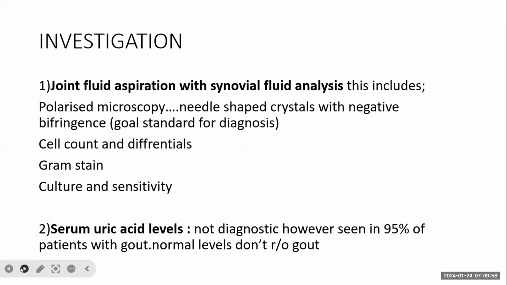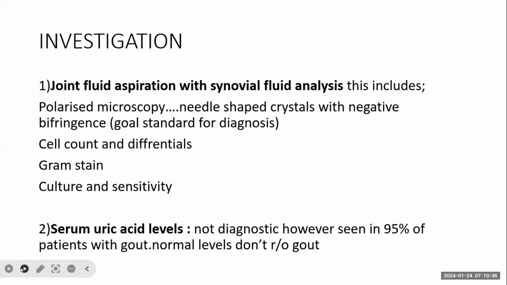So what are the investigations? It's important to point out that the gold standard for diagnosis of gout is joint fluid aspiration, with synovial fluid analysis by polarized microscopy, where we see needle-shaped crystals that are yellow and have negative birefringence. This is also a distinguishing factor from pseudogout, where we find rhomboid-shaped crystals that are blue in color and have a positive birefringence. Cell count and differentials are important to exclude septic arthritis. Gram stain, culture and sensitivity are also important to exclude infections and septic arthritis.